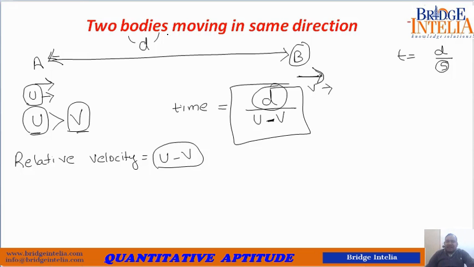Fine. The other crucial concept that I just told you is, think in terms of advantage. B has an advantage of distance because it is already standing at a distance of d. So A has advantage in terms of speed.